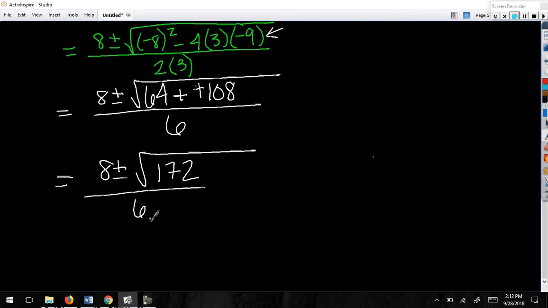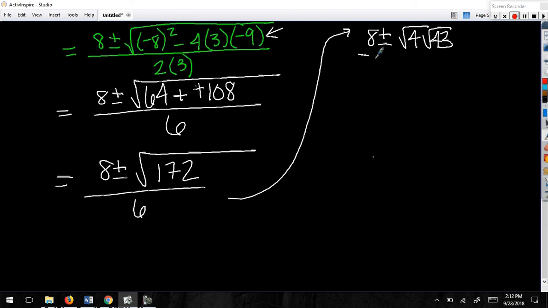No? Can you divide it by 4 at least? 12. 12's not a perfect square. 43. 4 and what? 43. 4 and 43? So that would give me 4 and 43 over 6. And I do that because what's the square root of 4? 2. Square root of 43. Right?